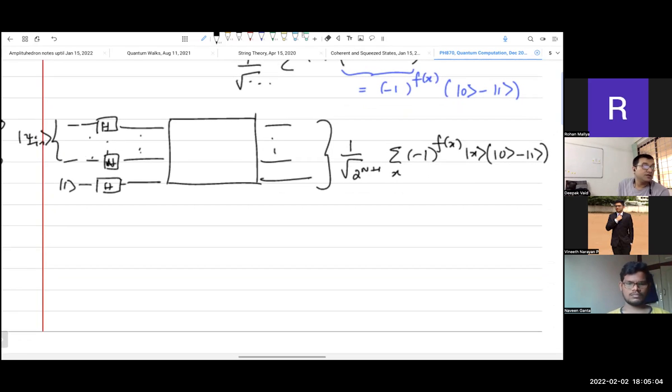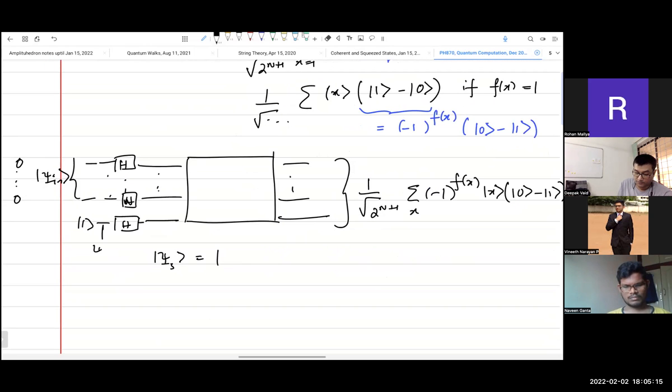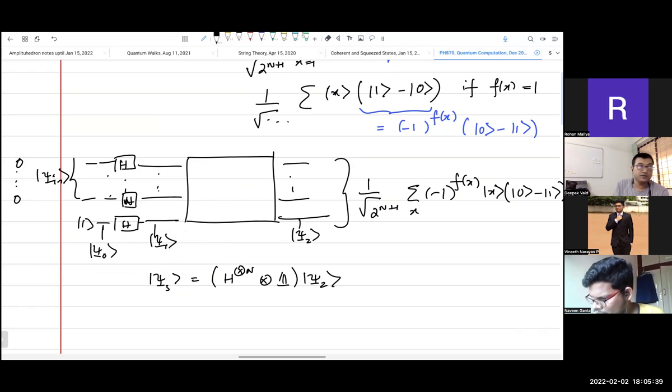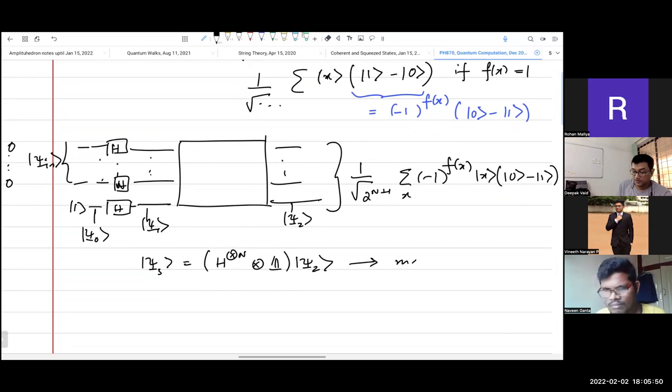Now at this stage, we apply another set of Hadamards. So we have psi 3, right? So this was psi 0, this was psi 1, this was psi 2, and then we have one more step, which is psi 3. And psi 3 is the following: you take this Hadamard, and now you apply this Hadamard only on the data qubits, okay? And then after doing this, you measure all of the data qubits.